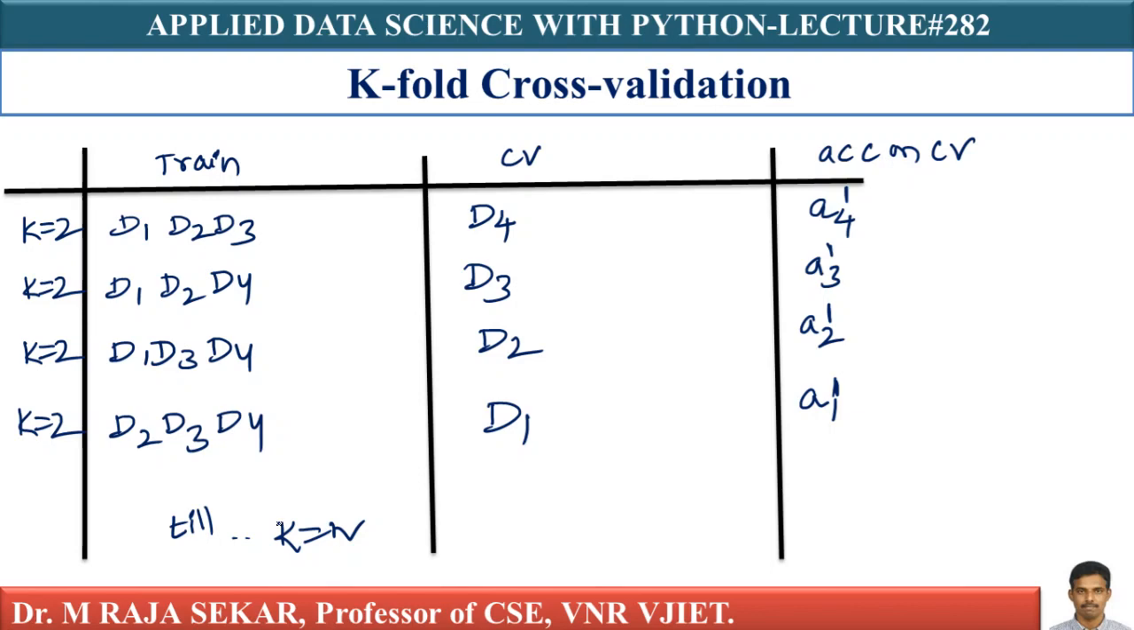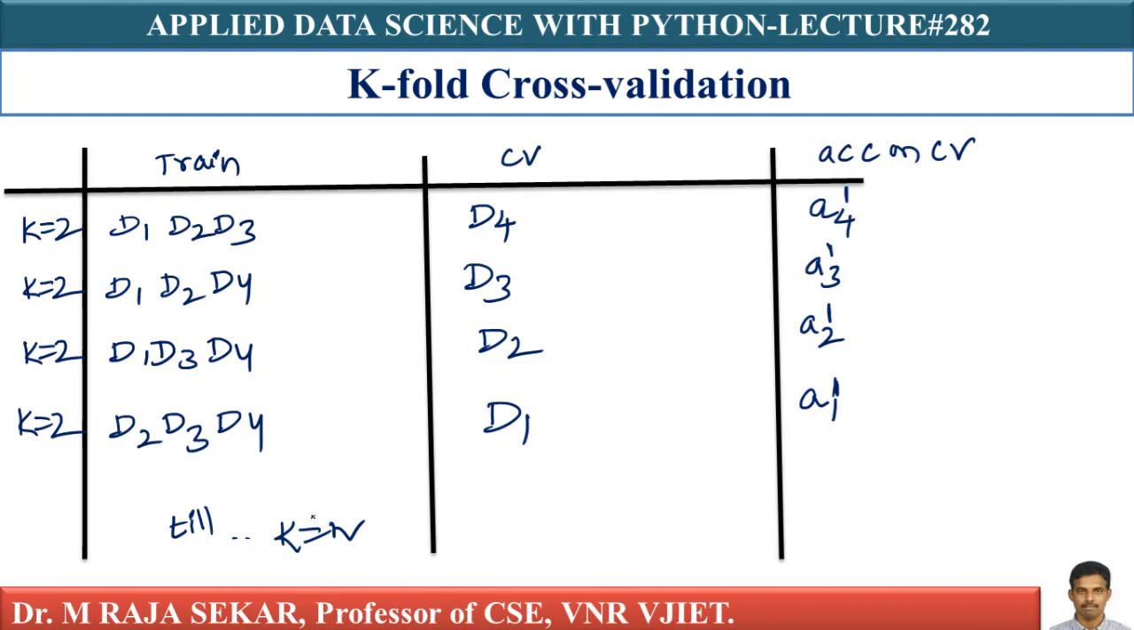For k equal to 1, 4 times I am performing. For k equal to 2, 4 times, k equal to 3, 4 times, till k equal to n. For each value of k, I am performing 4 times. I am getting accuracies and I am taking the average of all accuracies.